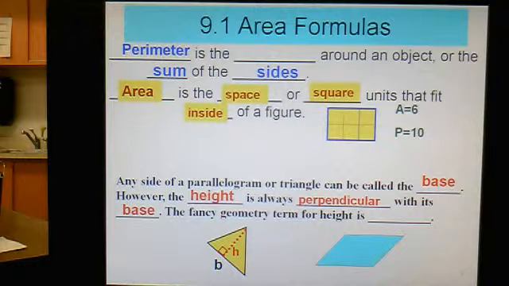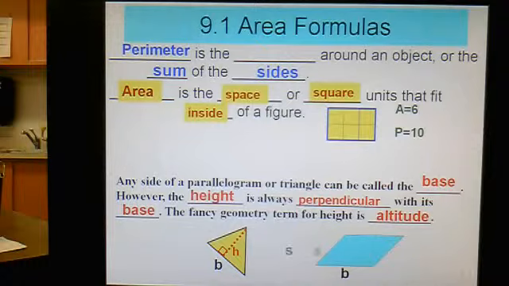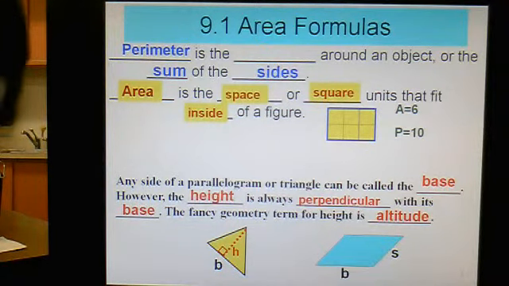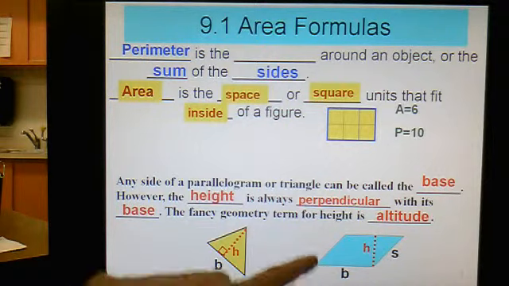Height is often not a side. It's often a part inside the actual figure. And the same thing with parallelograms. I'm going to call this little b. Don't get confused and think this is the height. It's a slanted value. I'm calling it S for side length. In this case, it's not the actual height, with the actual height being an altitude inside the figure. And of course, you could draw that altitude out here as well, or out here.